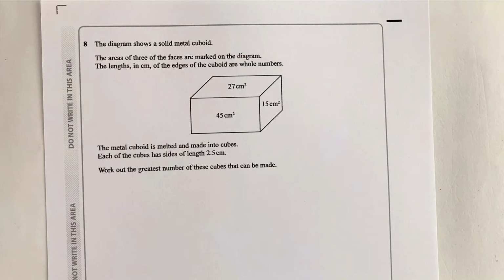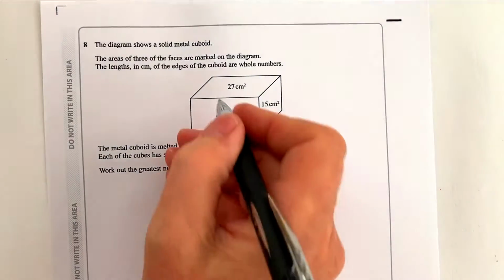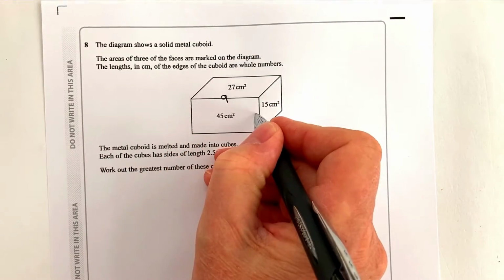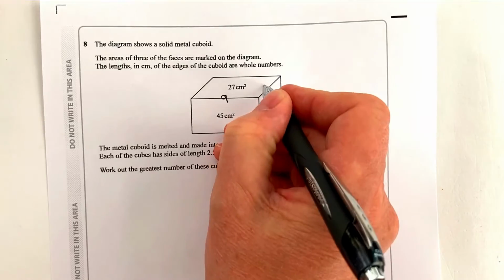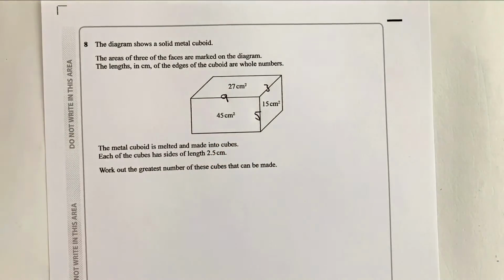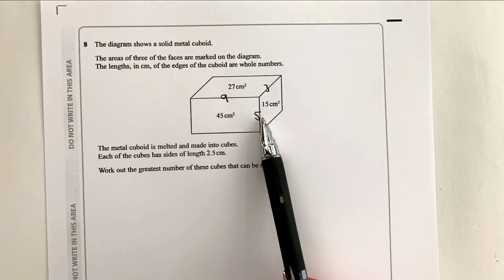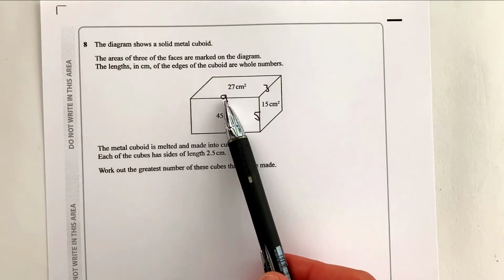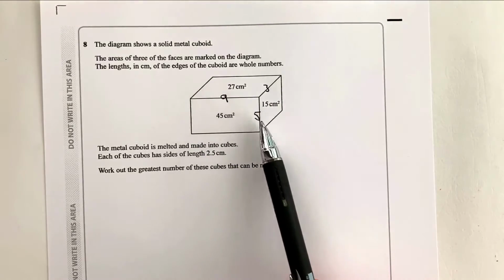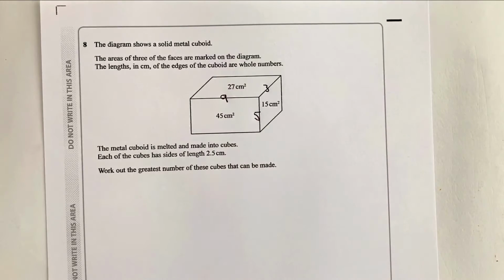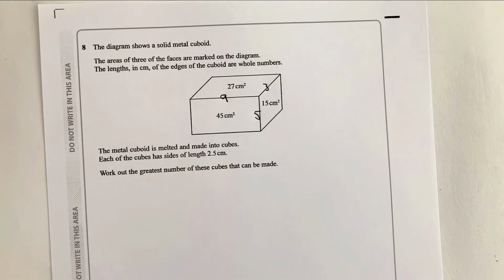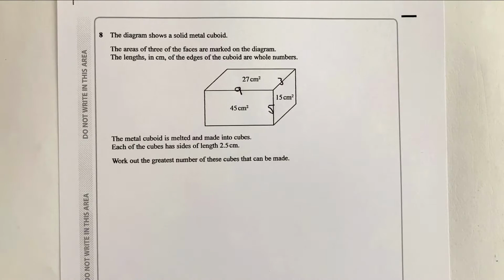The only way of making this box work for you is if I say that's 9, and that must then be 5, and that must be 3. The reason is because 9 times 5 is 45, 9 times 3 is 27, and 5 times 3 is 15. So now we've got the dimensions of the box, which is what we actually want. It's a bit of a tricky one sometimes, and you've got to have that clarity to be able to see these sorts of questions.